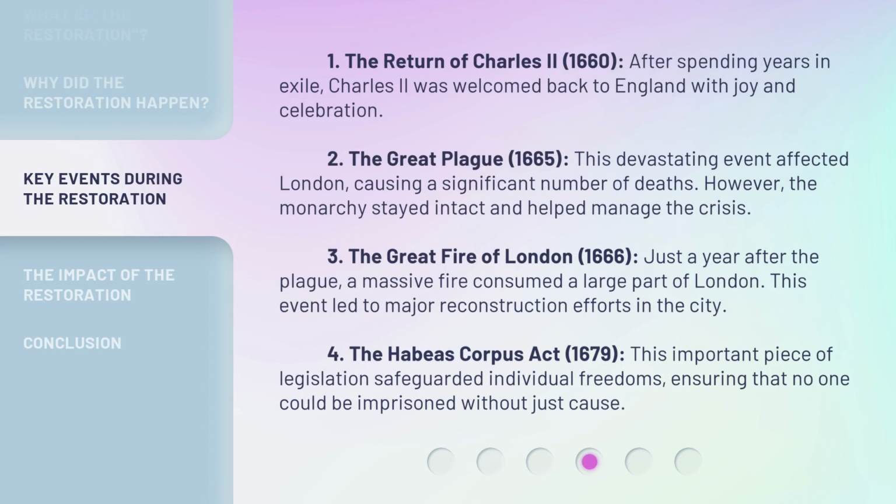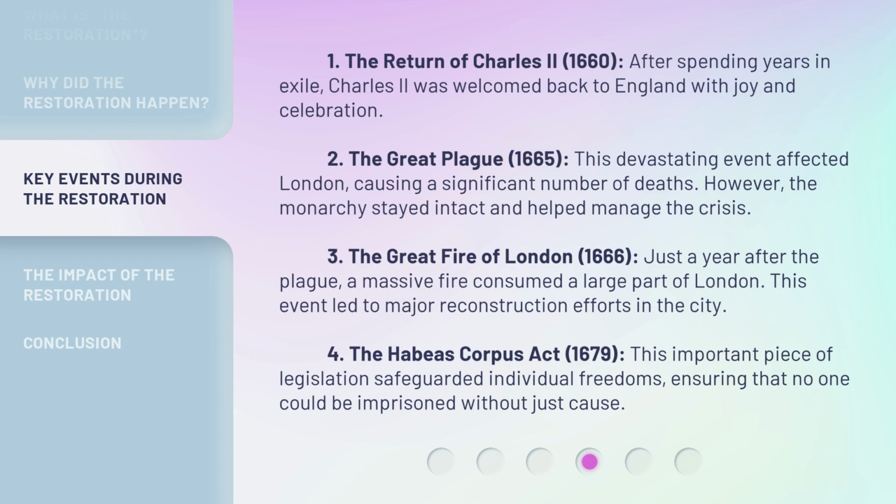1. The return of Charles II, 1660. After spending years in exile, Charles II was welcomed back to England with joy and celebration. 2. The Great Plague, 1665. This devastating event affected London, causing a significant number of deaths. However, the monarchy stayed intact and helped manage the crisis.